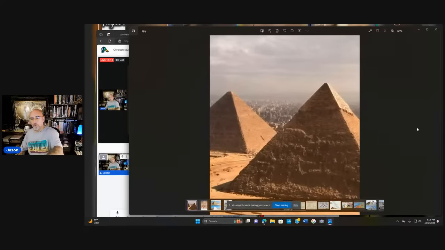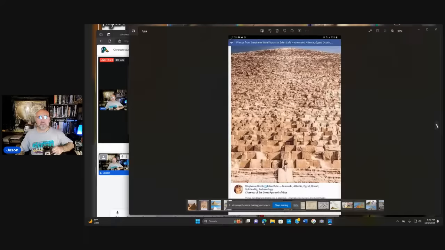See you. These are the two Great Pyramids. Not a whole lot to look at. You've already seen many pictures of them, and I can't show you anything better than what you can see online anyway. The size. We can thank Stephanie Smith of Eden Cafe for posting this a long time ago. I reached out there and grabbed it.